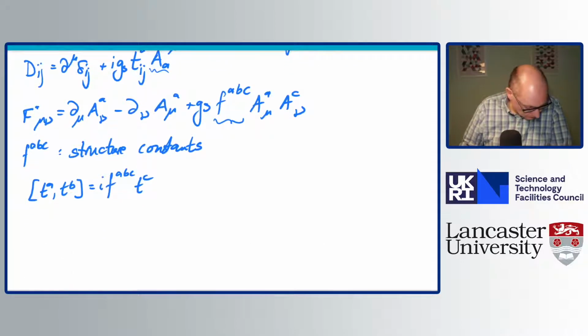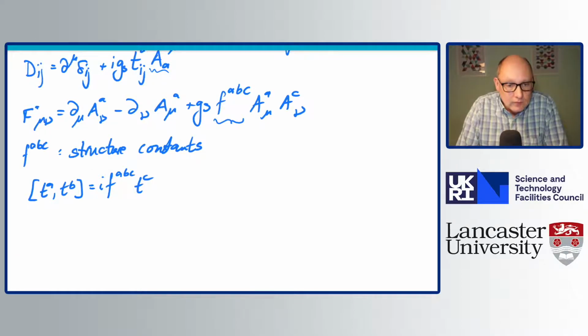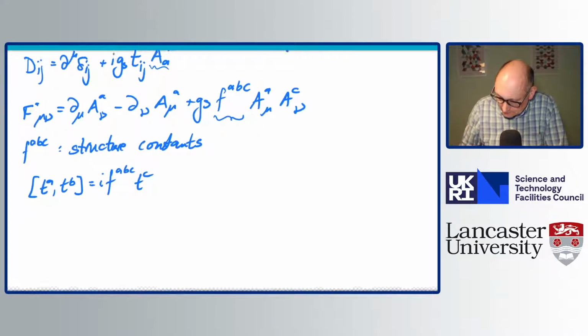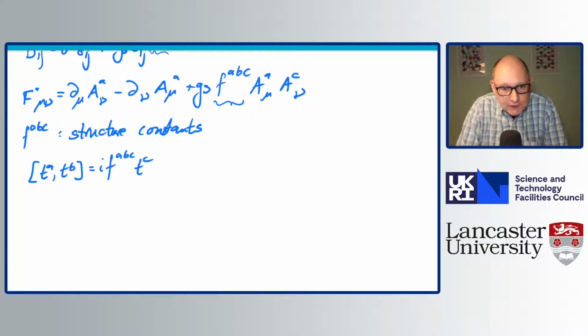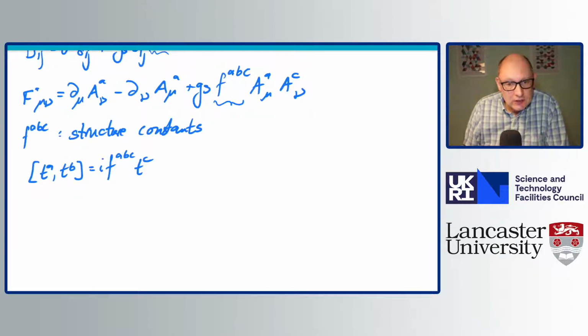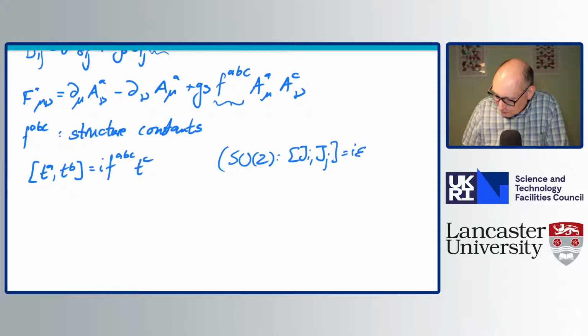If you remember SU(2) of spin, you would have the commutator of two Pauli matrices be equal to i epsilon_{ijk} σ_k, right? So for SU(2), you have [σ_i, σ_j] equal to i epsilon_{ijk} σ_k. For SU(3), we don't have epsilon_{ijk}, but they are f^{abc}.